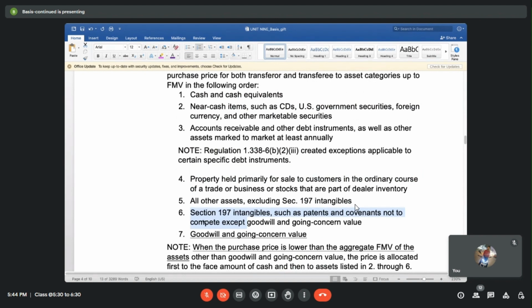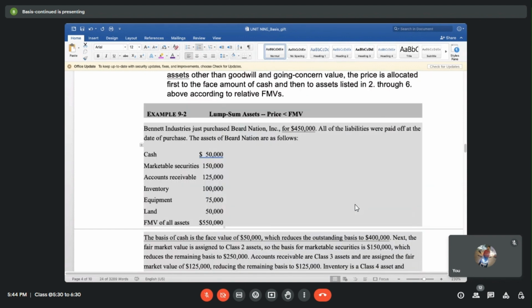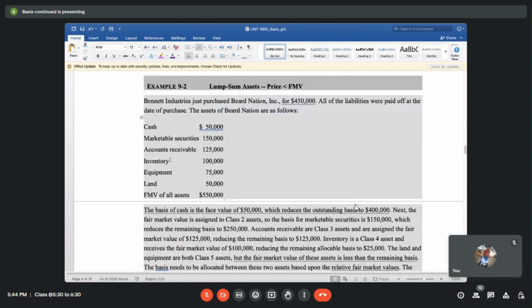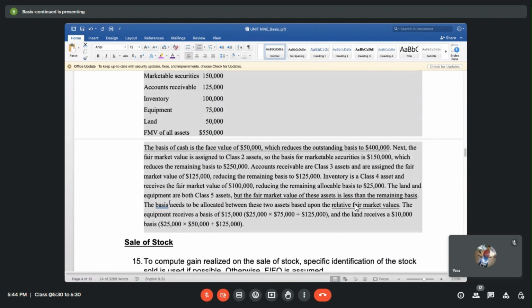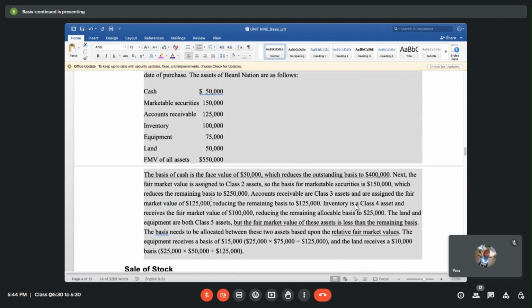We cannot say, out of 2 million, first I'm going to apply $500,000 towards property, then I'll see we are left with 1.5 million, then I'm going to see what to apply to which assets. So we have seen this example that we need to go with these classes, and whatever is left goes to goodwill, the residual value.